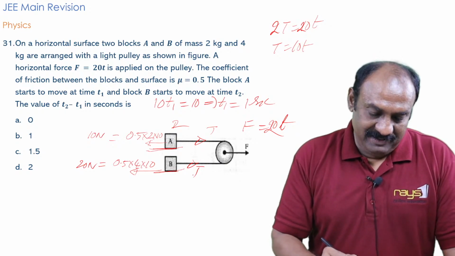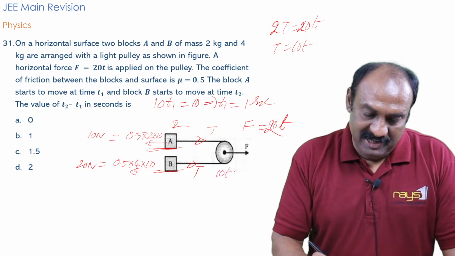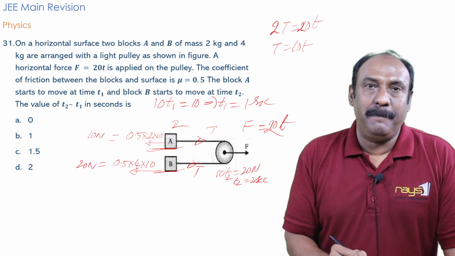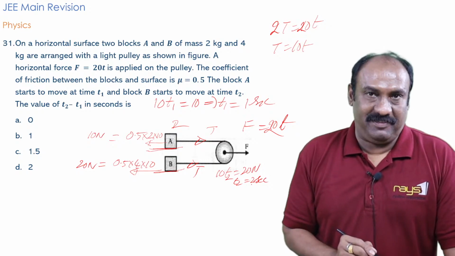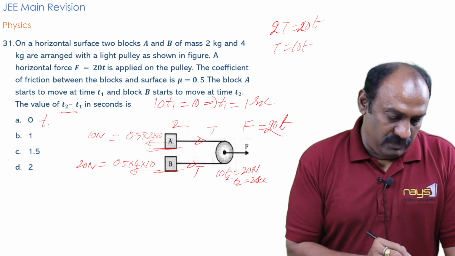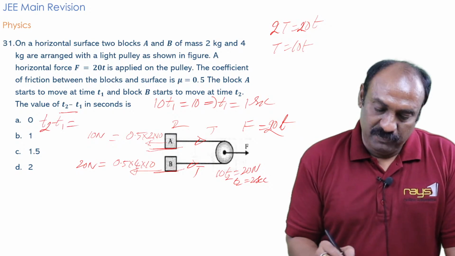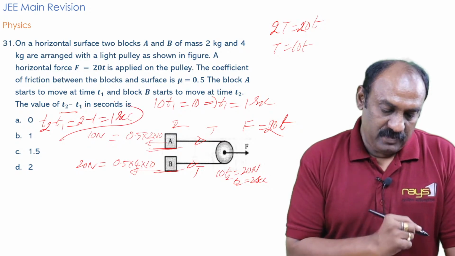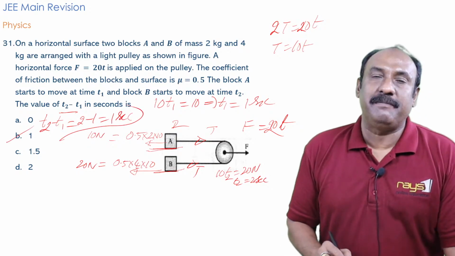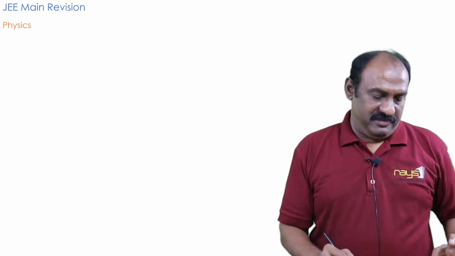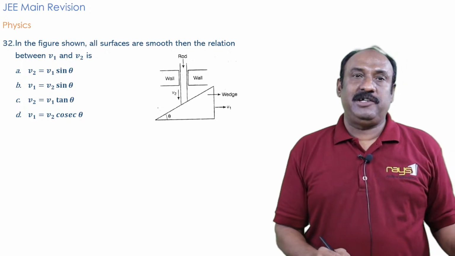Next, what is T here? 10 t2 is equal to 20 Newton. So t2 is equal to 2 seconds. So the second block begins its motion after 2 seconds. What we want is the difference of these two time intervals. So t2 minus t1 is equal to 2 minus 1, that equals 1 second, which is the answer for question number 31. Easy question it is.